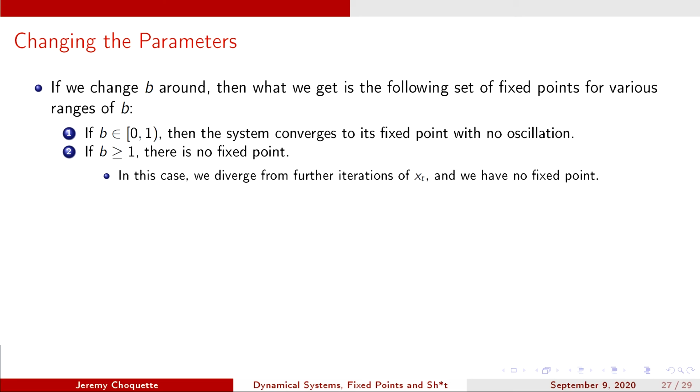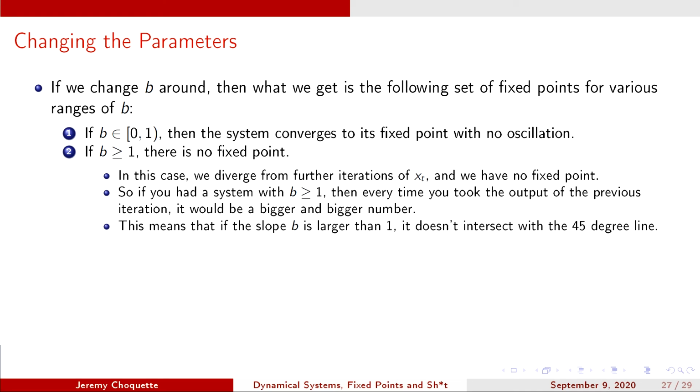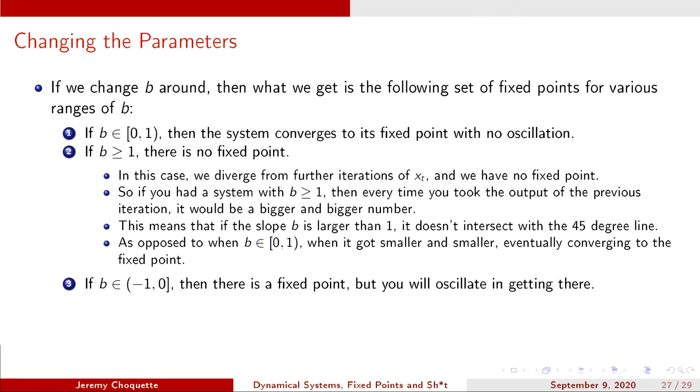So if we were to evaluate a function where b is larger than 1, we'll diverge further and further with additional iterations of xt, and there's no fixed point. So if there was a system with b, say, larger than 1, every single time you took the input of the previous iteration, it would be a bigger and bigger number. It wouldn't be getting smaller. So that means if the slope b is larger than 1, it doesn't intersect with that 45-degree line. As opposed to when b was less than 1 but positive, or really just non-negative, when it got smaller and smaller, it would eventually converge to a fixed point.